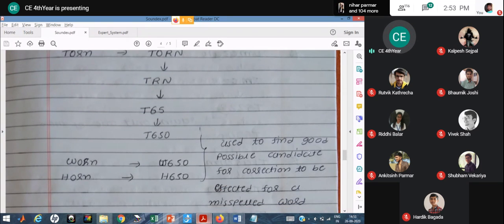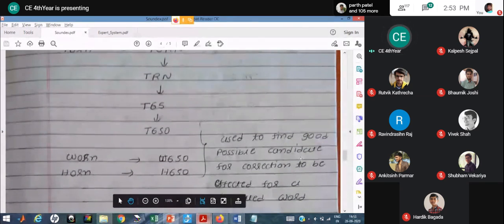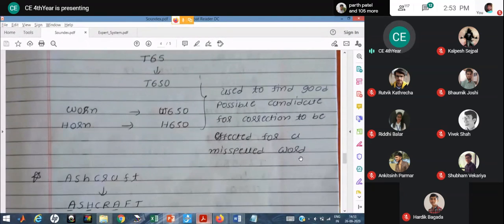See, this type of word, you can say that ton, one, on, it is used to find the best possible candidate for correction to be effected for a misspelled word.